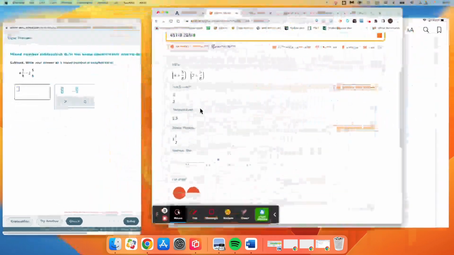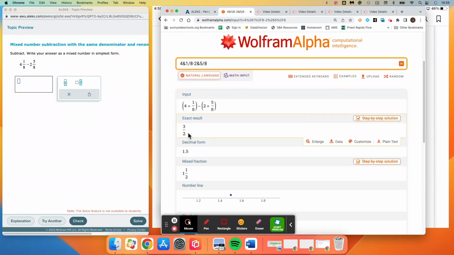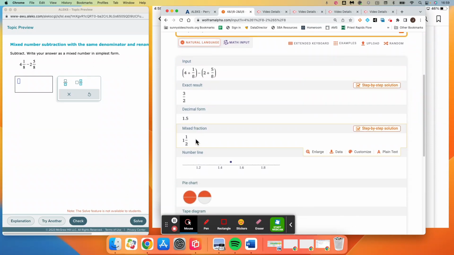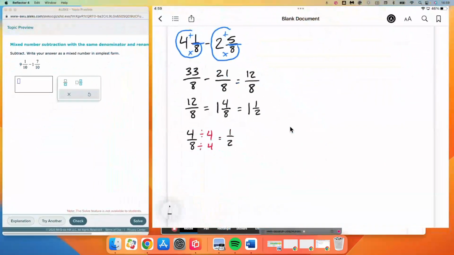Again, Wolfram is a super useful tool here. The way to put this in there is to say 4 and then the and sign, 1/8, minus 2, and then the and sign, 5/8. You'll see that the input as it's interpreted is here. The exact result is there. The mixed number, like what we wanted, the 1 and 1/2, is right here. All right.